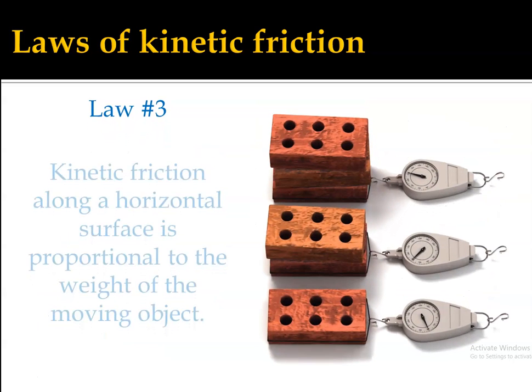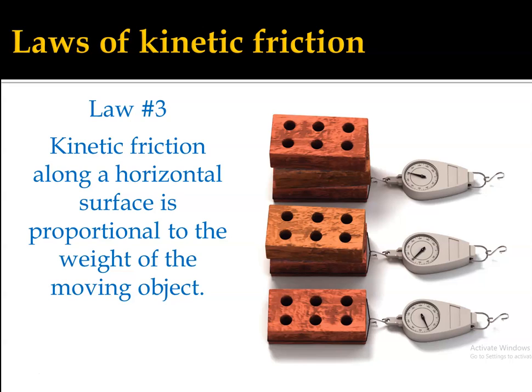In law number 3, this is pretty intuitive actually. Kinetic friction along a horizontal surface is proportional to the weight of the moving object. No big surprise, we look at the amount of force it would take to pull, and actually the force that you're pulling with represents friction. It's a reflection of the amount of friction that you're having to overcome.